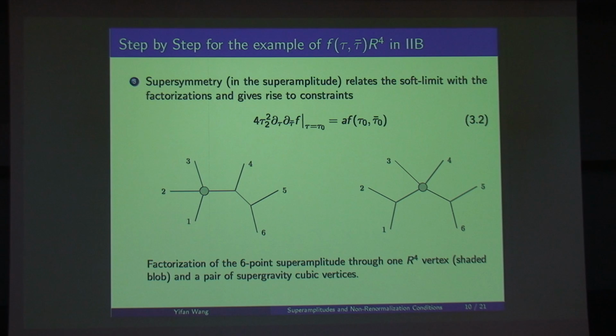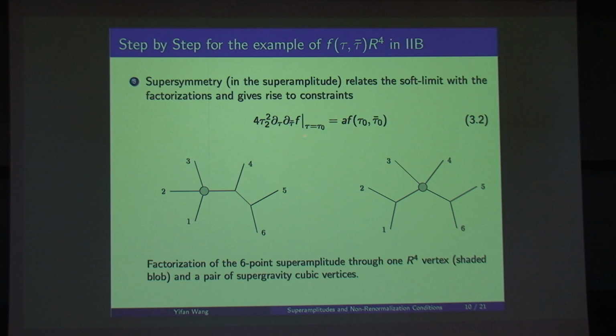From this factorization, we already arrive at a differential equation, but with some unknown coefficient a. The next step is to fix this coefficient a. In principle, you can fix it using knowledge of the explicit form of the 6-point superamplitude, or you can use a trick: if you already know a particular solution to the supersymmetric Ward identity in the effective action, you can just plug it in and find a.